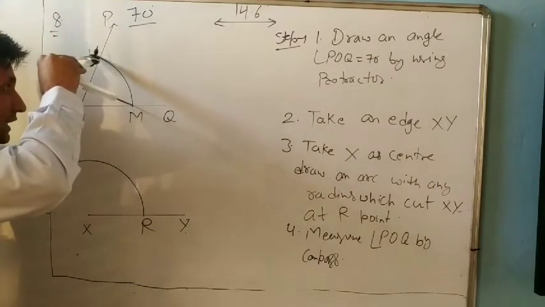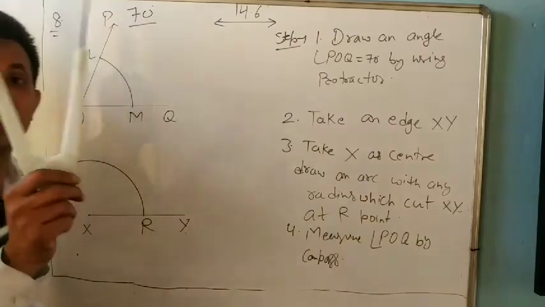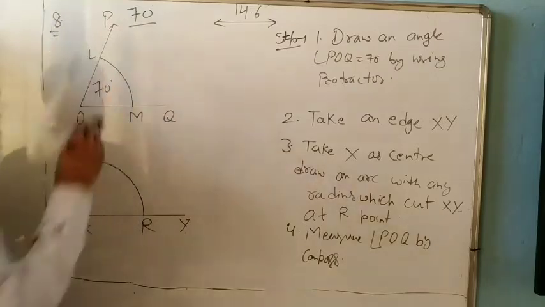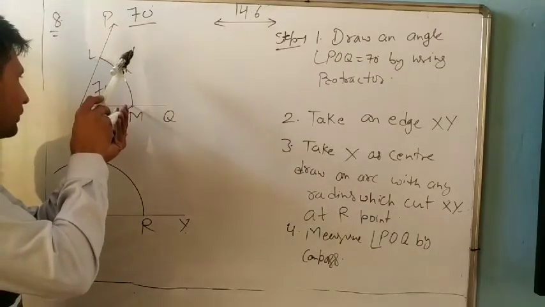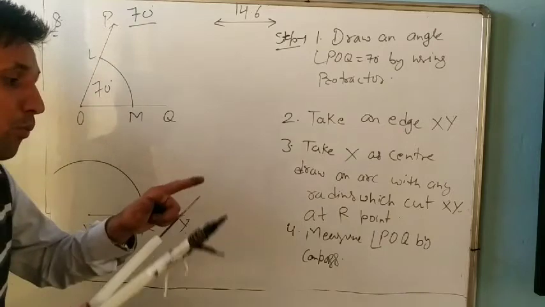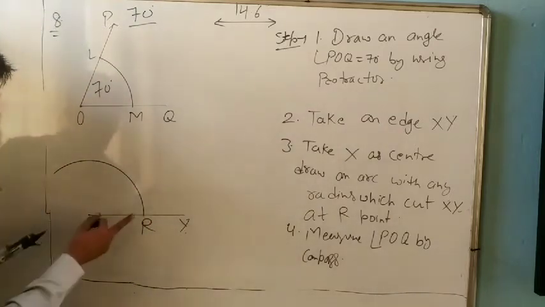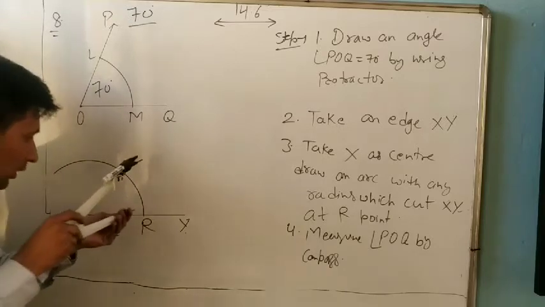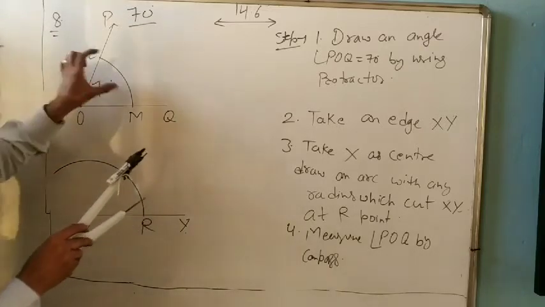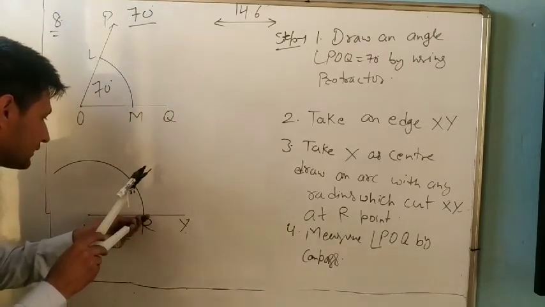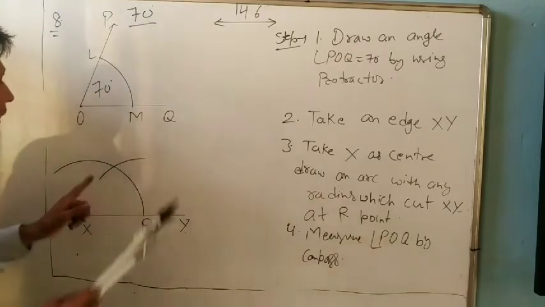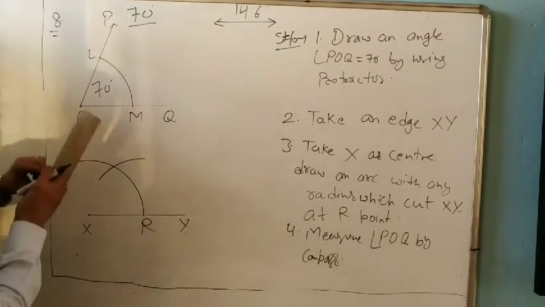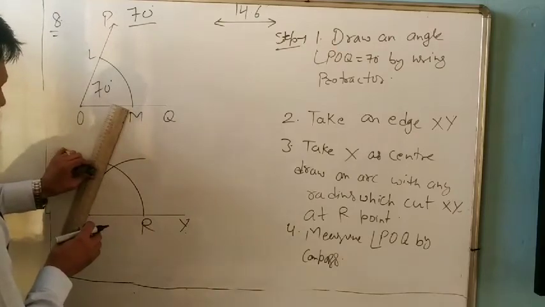Yes, we know this angle is this much. Now we observe how much this angle is: 70 degrees, because we already made it by protractor. It is from here to here. It is 70 degrees. Now put the pointer. Put the pointer at R, open L to M, and take R as center, and now it is 70 degrees.